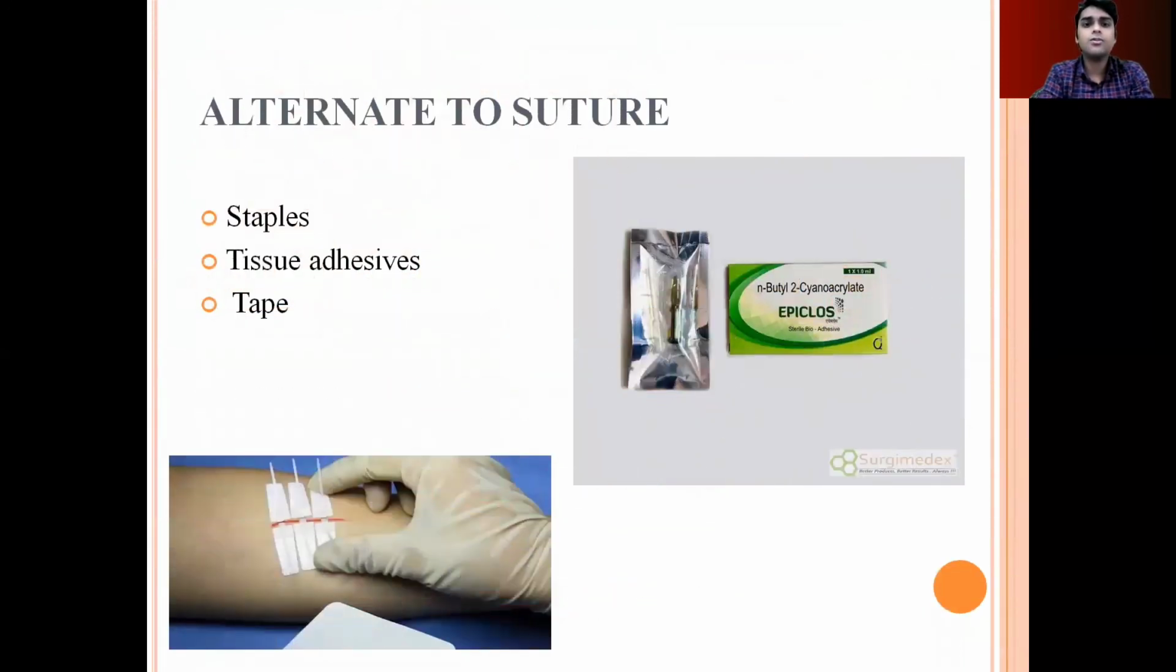Some alternatives to suture materials include staples, tissue adhesives like cyanoacrylate, and tape.